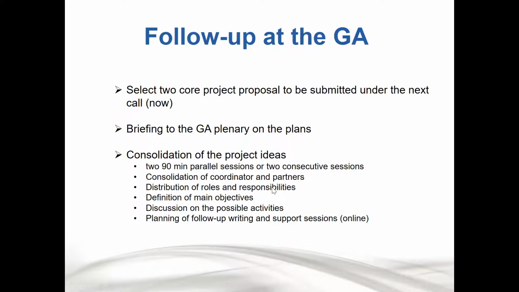So Silvia's idea was that we shouldn't be too over-ambitious. We can choose a couple of core project proposals to be submitted under the next call. Of course, we will need most of these to be in place already by November, not the application itself, but a clear idea of the composition of the consortium, the coordinator, the main objectives, and some activities to work around. So we will have a short session, which will be a repetition of this one for those who haven't been able to attend today, just to explain why we are doing this and how we are doing this.